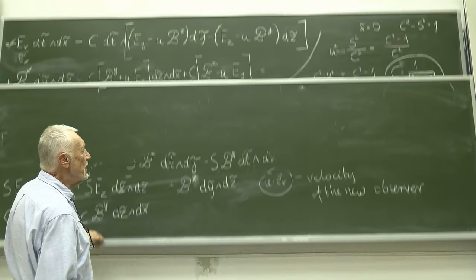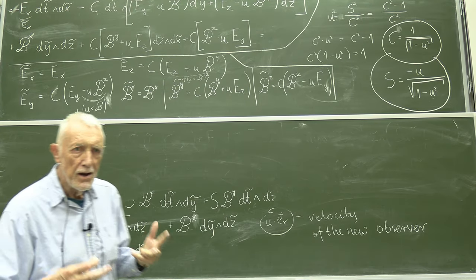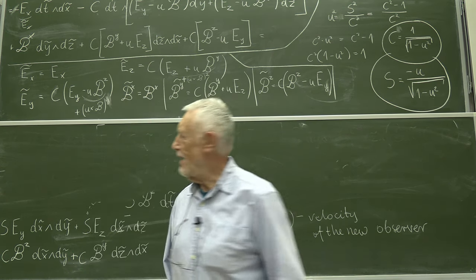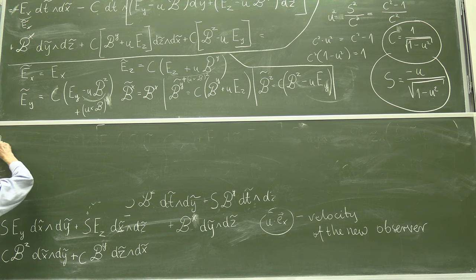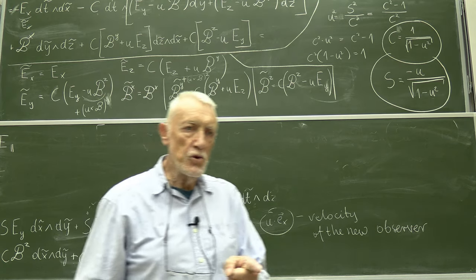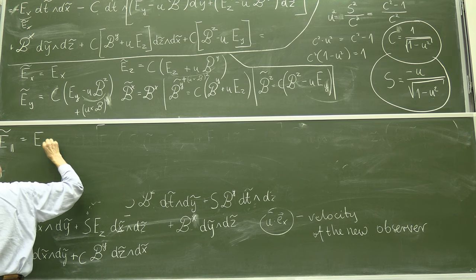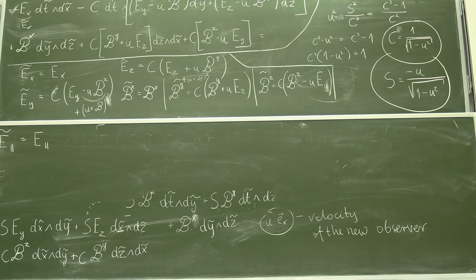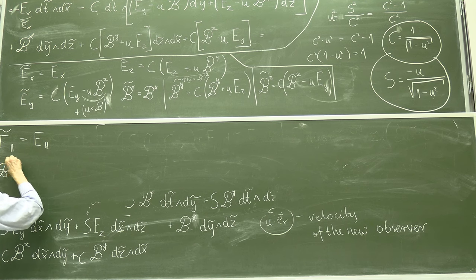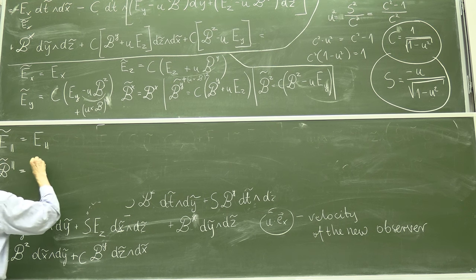So we rewrite them, and there will be only four formulae. The parallel component of E, parallel to the velocity of our new observer, doesn't change. So the parallel parts do not change during this. And the same is valid for B. The parallel component of B doesn't change.